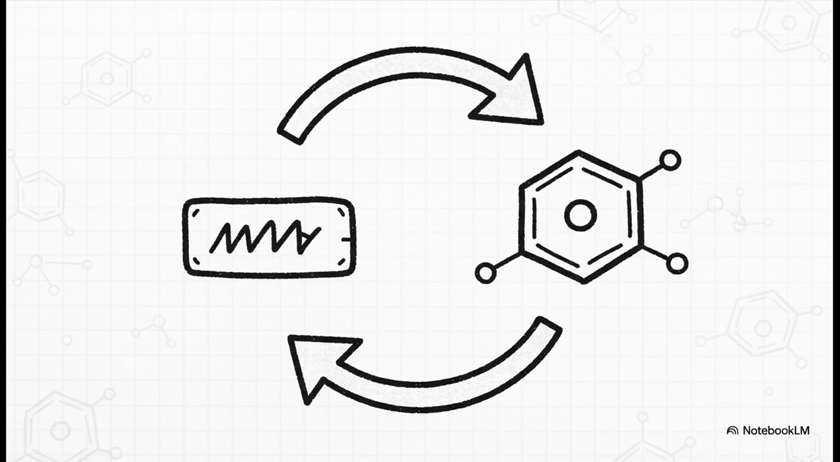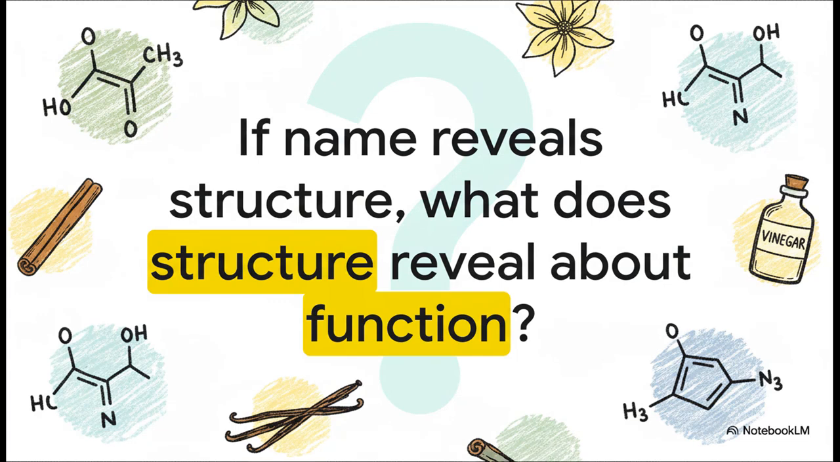They're directly connected. And that really leaves us with a much bigger question, doesn't it? We just saw how a tiny change in structure, just moving a C=O group from the end of a chain to the middle, creates a completely different substance. So if the name reveals the structure, the next logical step is to ask, what does that structure reveal about why vanilla tastes sweet and vinegar tastes sour? Now that is the power of cracking the code.